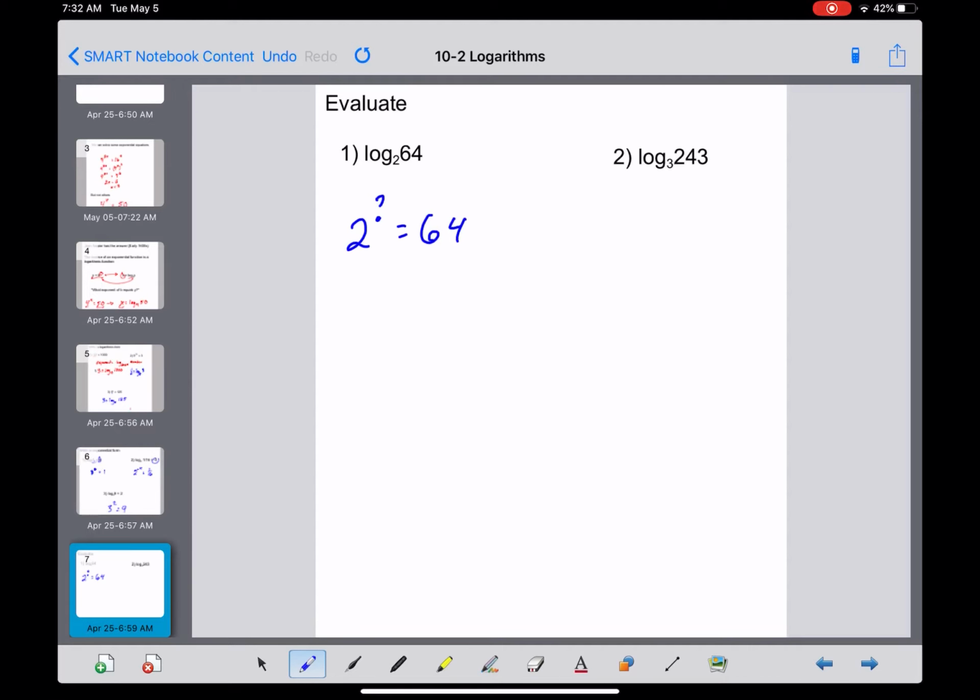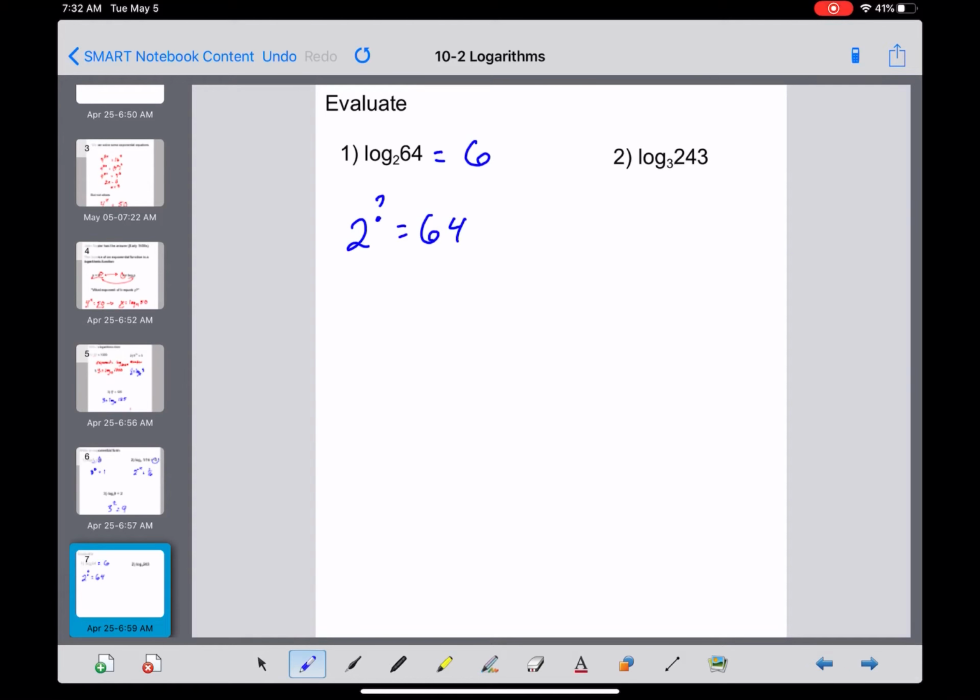So we have to go through our powers of 2. 2 squared is 4, 2 cubed is 8, 2 to the 4th is 16, 2 to the 5th is 32, so 2 to the 6th power would be 64. So then when we evaluate this, the log base 2 of 64 would equal 6, because that is the exponent of 2 that equals 64.